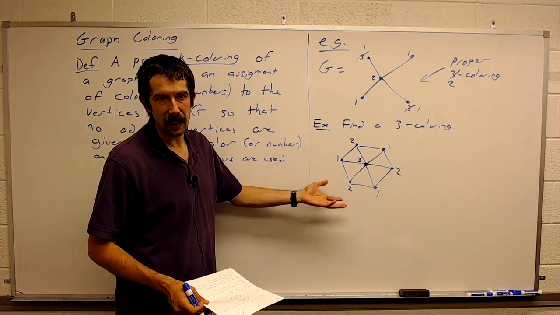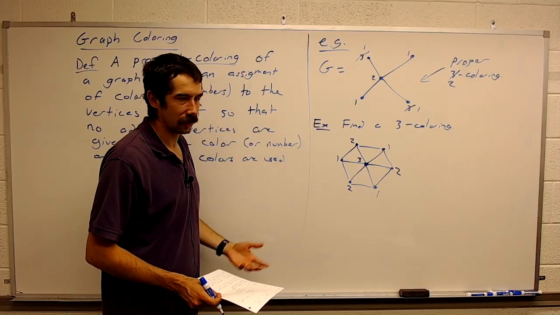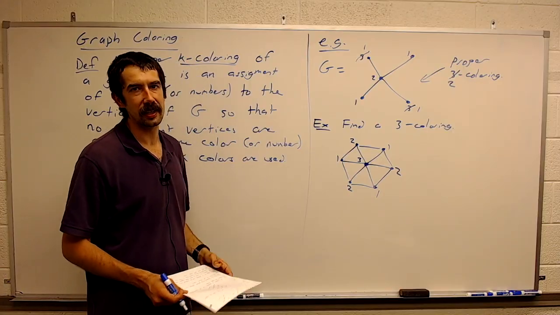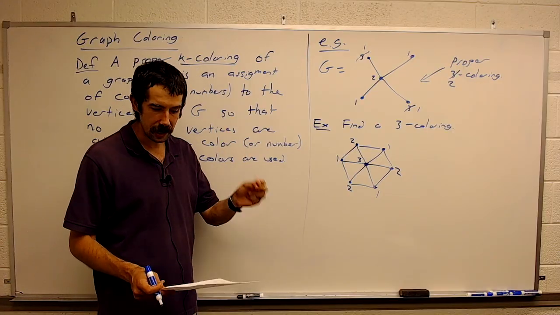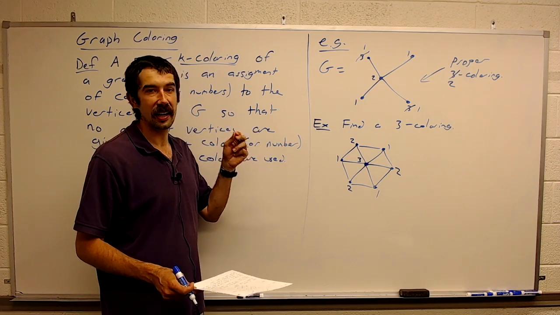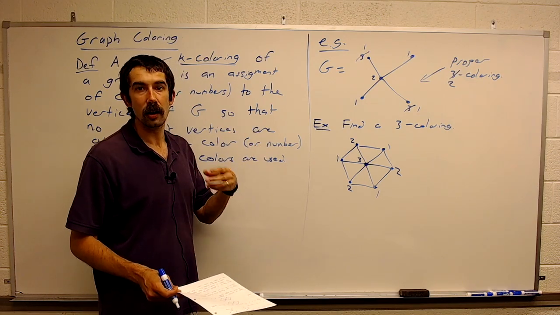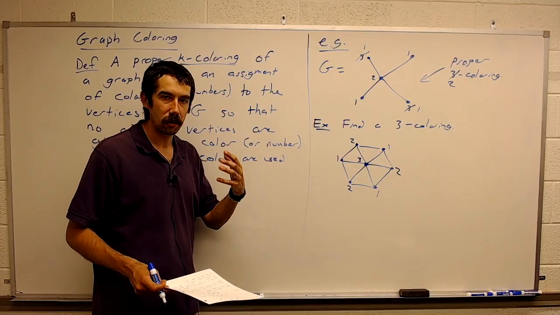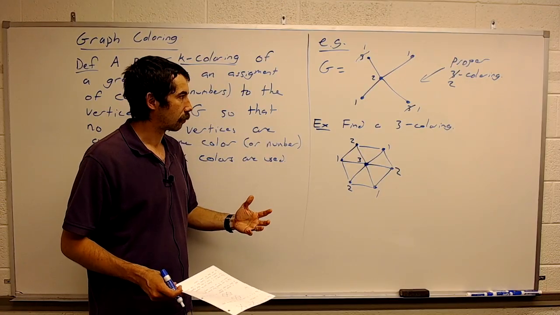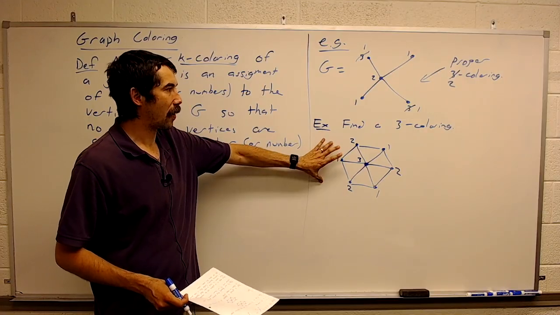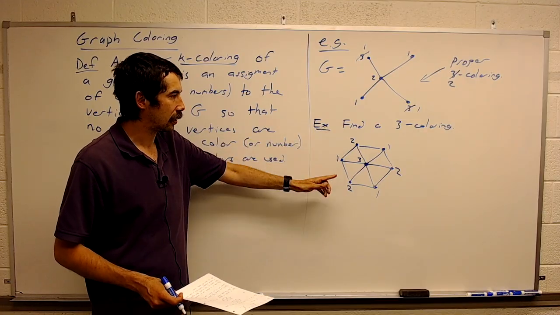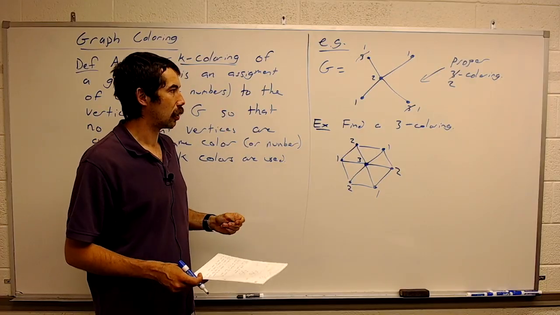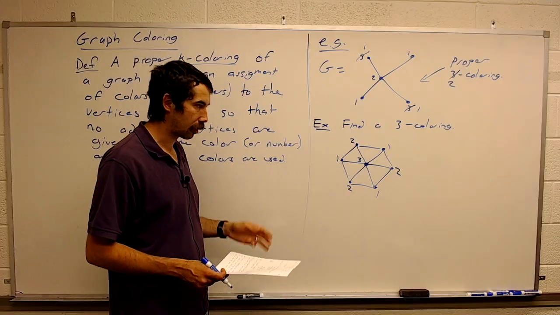And we could find a 4 coloring or a 5 coloring. That's a lot easier. And so a question that's typically asked, and we'll look at this in the next video, is what is the fewest number of colors needed to color a graph? That's the graph's chromatic number. Okay? And so this graph actually has a chromatic number of 3. No matter how hard you try, you can't color it with exactly 2 colors. You need at least 3.